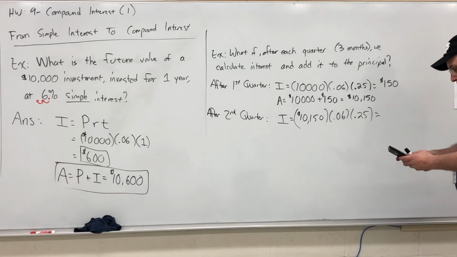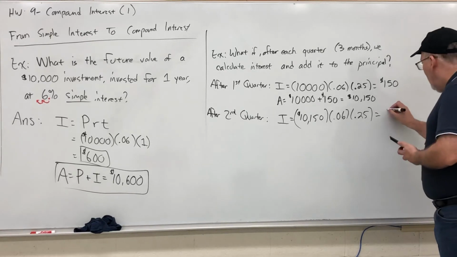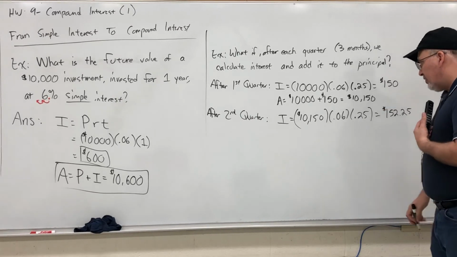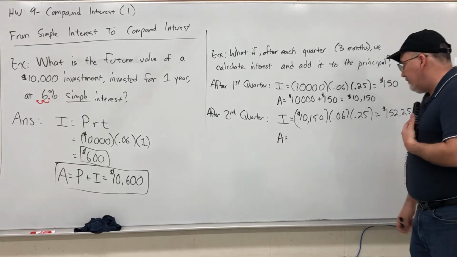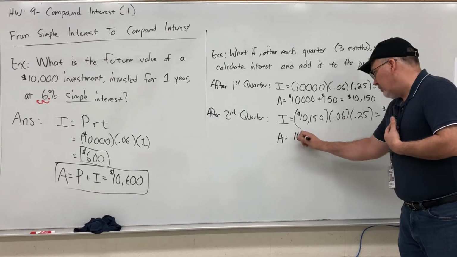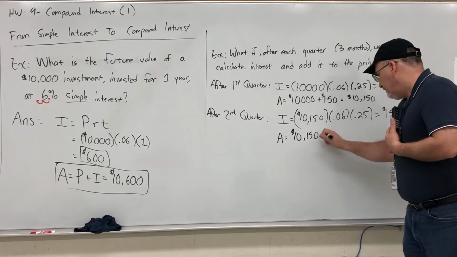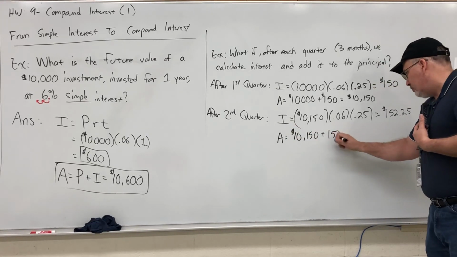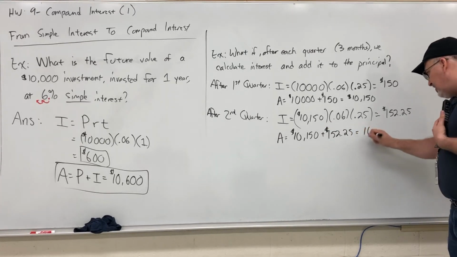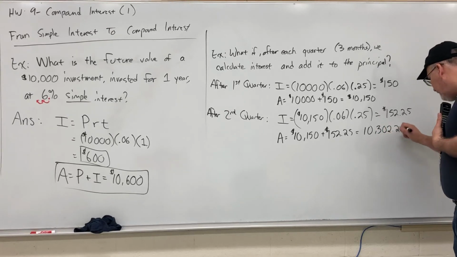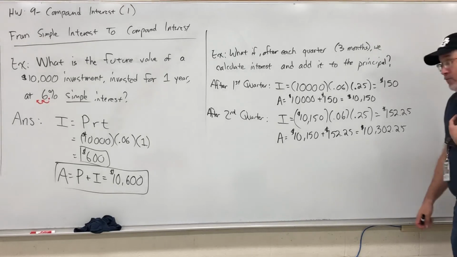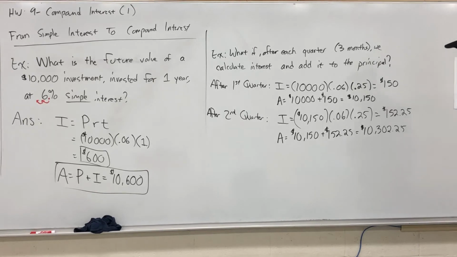$10,150 times 0.06 times 0.25 is $152.25. So let's see how much money we have now. Our future value, which is actually the current value at this point. At the beginning of the second quarter, we started with $10,150. And now we just earned an extra $152.25. And so now our investment is worth $10,302.25. We're going to do this until we go through all 4 quarters. I'll go through it a little more quickly in the next 2.